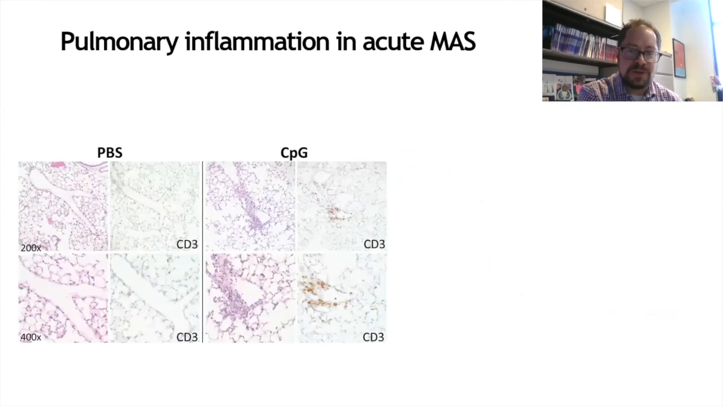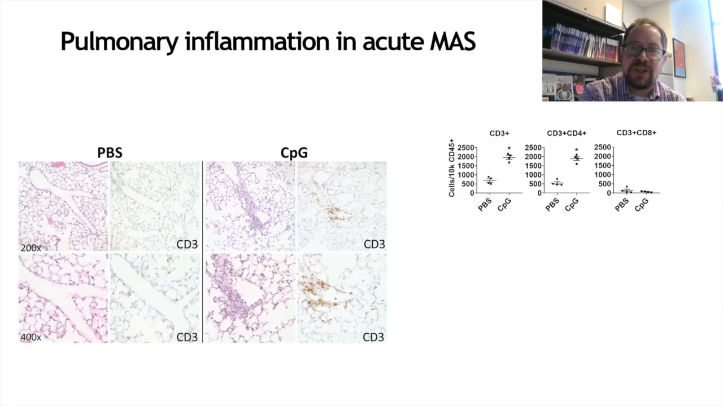And what we saw was somewhat interesting. In the lungs of mice that had MAS induced with CpG treatment, we saw a scattered but consistent lymphocyte-driven interstitial inflammation, in perivascular areas as well as in the alveolar septums, which is similar to the areas where we see interstitial inflammation in systemic JIA lung disease. If we digest the lung tissue, we find an increased number of CD3 and particularly CD4 T cells, without really an increase in CD8 T cells.